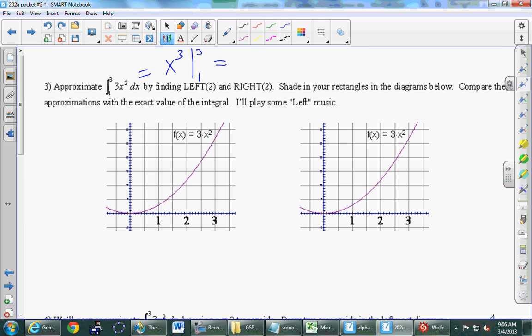Notice all the equal signs in my example up here. Use lots of equal signs. Plug in 3, plug in 1, and subtract. I got 26. Is that right? Any questions on that?